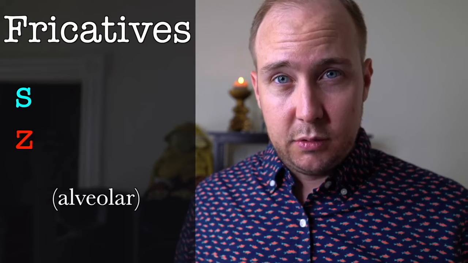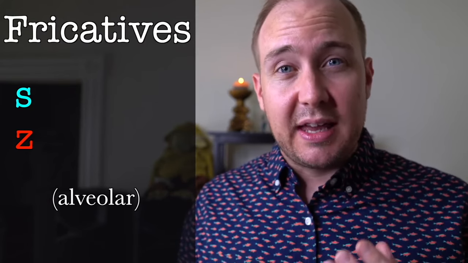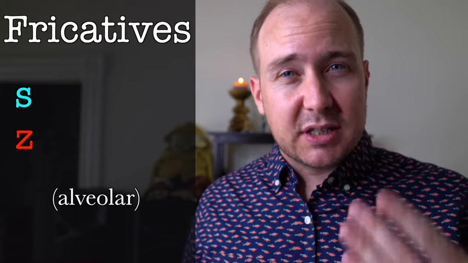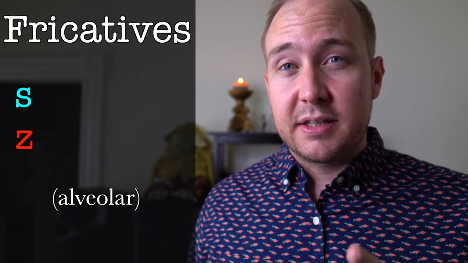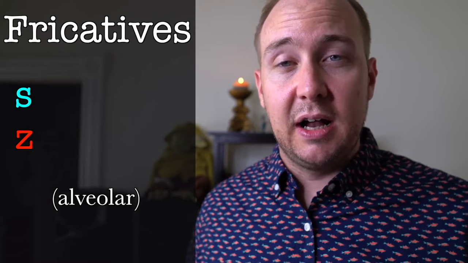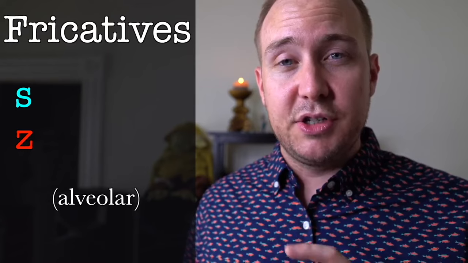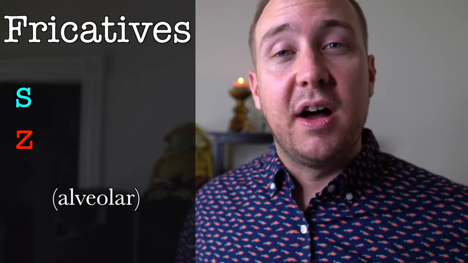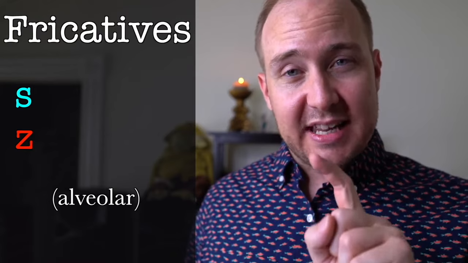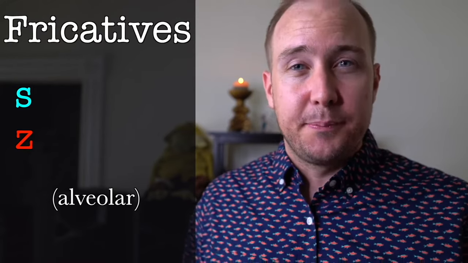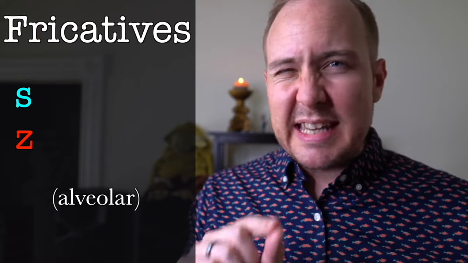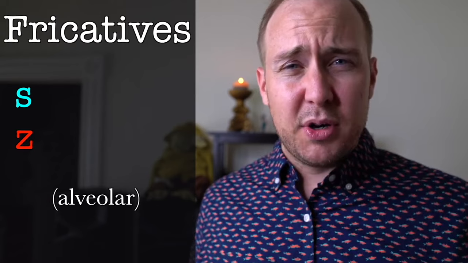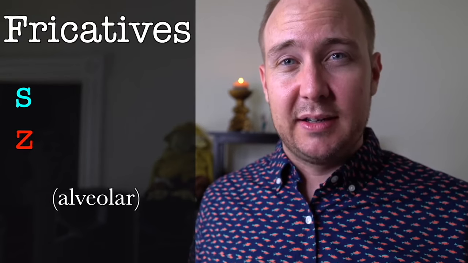S and z are alveolar, which means our tongue will interact with the alveolar ridge, just like with the t and d sounds. With the t and d sounds, we put the tip of our tongue on the alveolar ridge, which is the hard part of your gums right behind your teeth. But with the fricatives, s and z, we are not putting the tip of our tongues up there. We are putting the middle of our tongues up there.